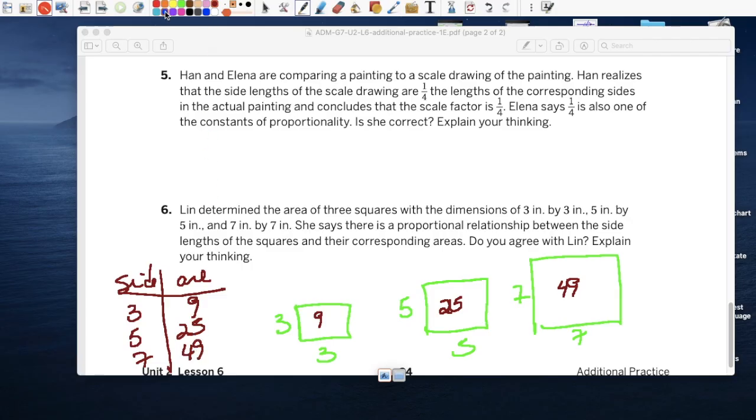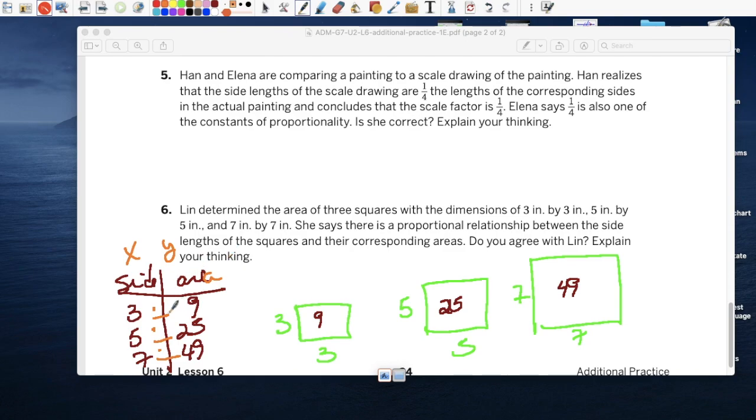So we're looking for constant proportionality. Is there a same number that I can use? Because this is the constant proportionality, right? If the constant proportionality is 3, 3 times 3 is 9, and this should be 3, this should be 3. So is there a number that I can multiply all the sides by to get the area? The same number, by the way, because that would be, hence, the constant proportionality.